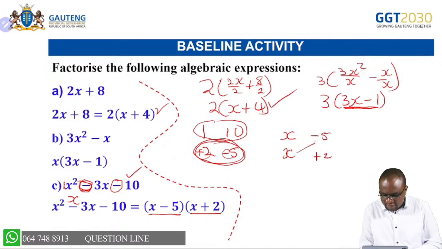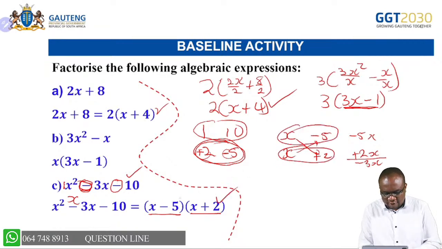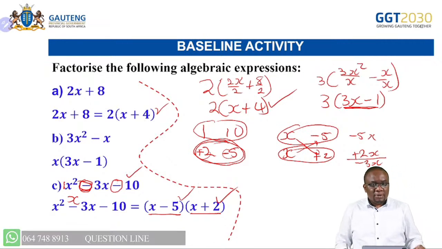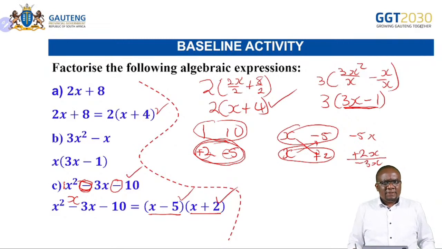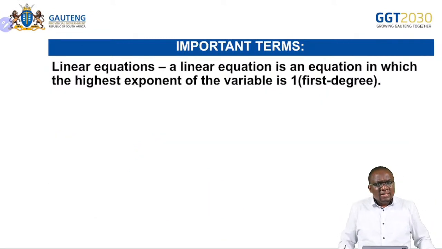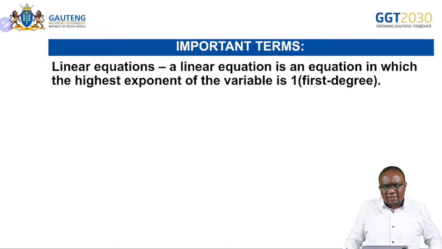And then if you cross multiply there, that is negative 5x. Then cross multiply there is positive 2x. You see that? And then if you add them, they give you negative 3x. So this is one, x plus 2, which is that, and then x minus 5, which is that. You see that? This is how you factorize a trinomial with the coefficient of x squared being 1 there. It's very easy.